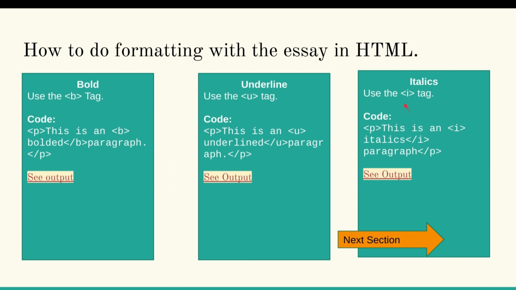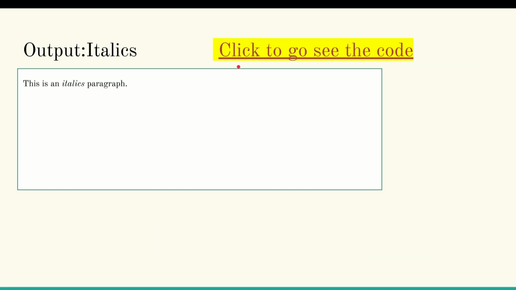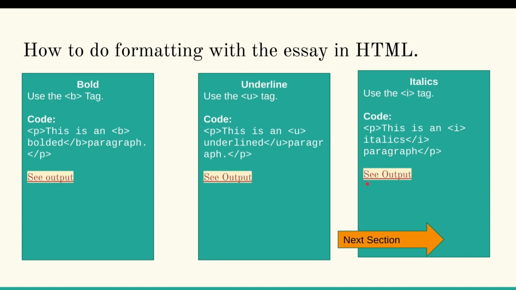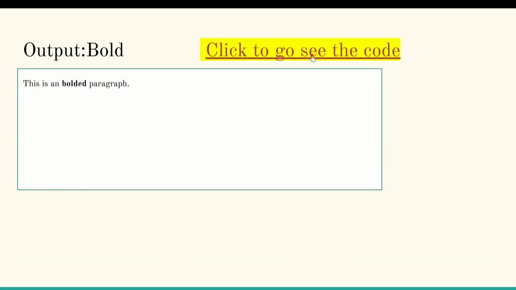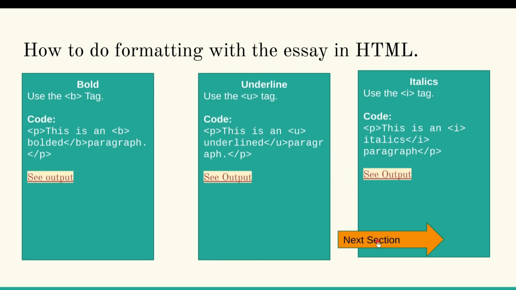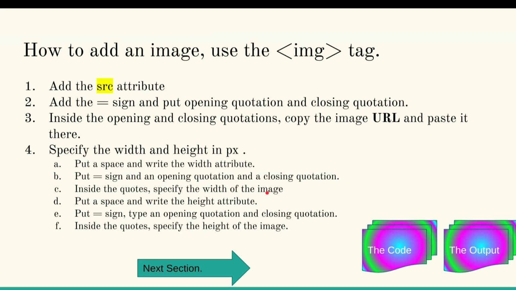And also for italics, you have to use the I tag. For example, for the code you would add an opening P tag and a closing P tag, and you would italicize the word italics by adding an opening I tag and a closing I tag. So you can see it says this is an italics paragraph with the italics word being italicized. Actually, that's the wrong one. Okay, see that? Let's move on to the next section now.